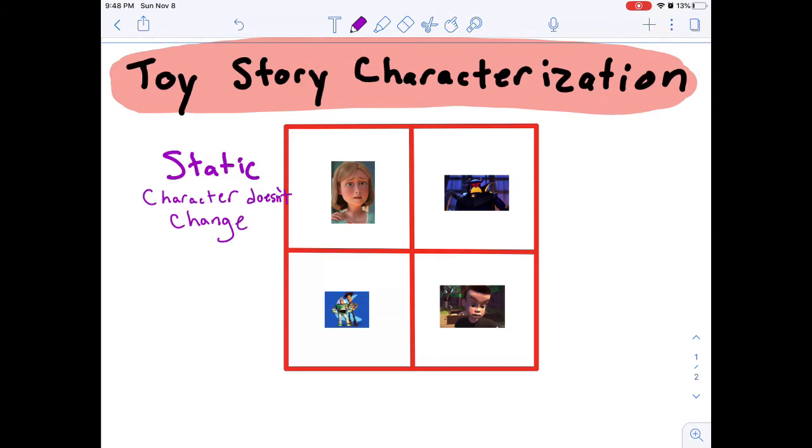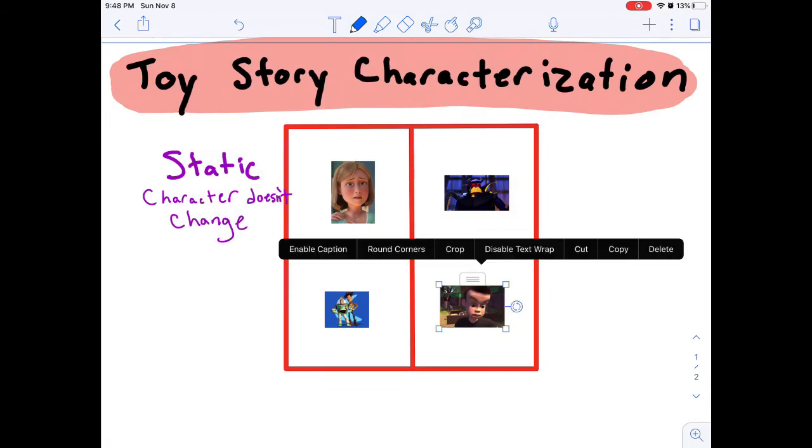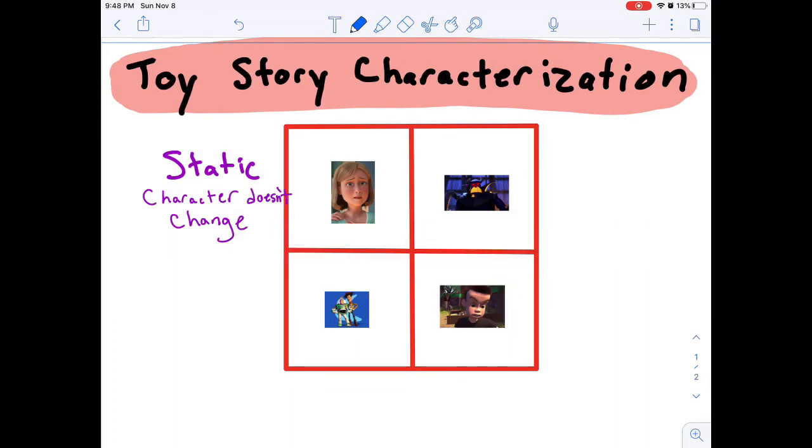Static. The next word that we're going to describe is dynamic. And I'm going to put that in blue. I'm going to put that just on the next block down. Dynamic. And a dynamic character does change. So these are opposites. Static is a character that does not change, and dynamic is a character that does. All right, the next one is round, and we're going to write it in green. I'll write it below Buzz and Woody.